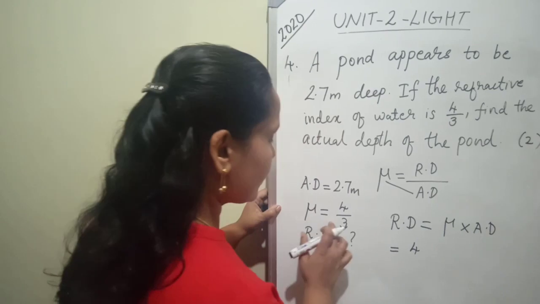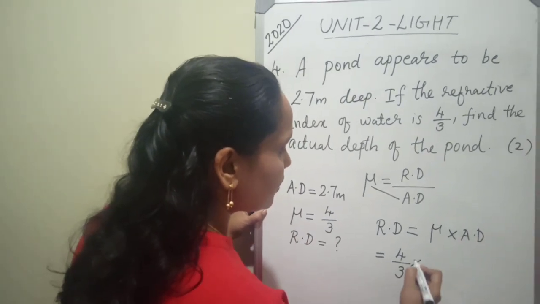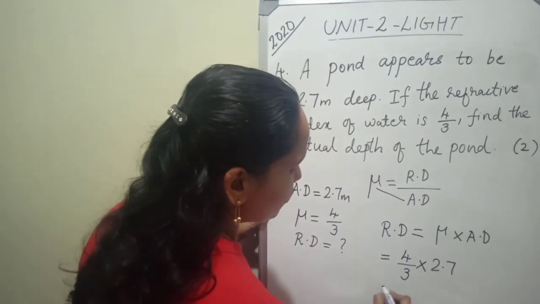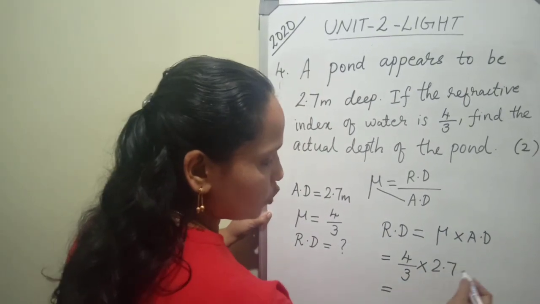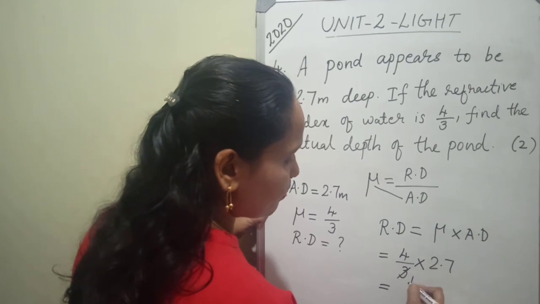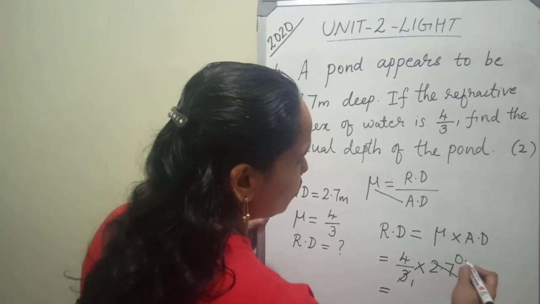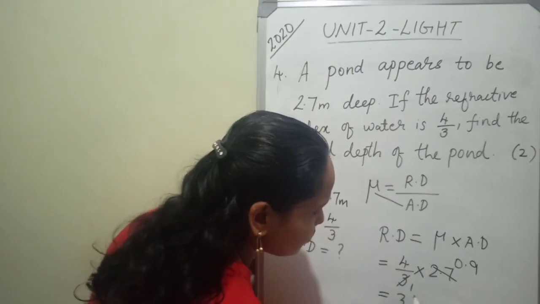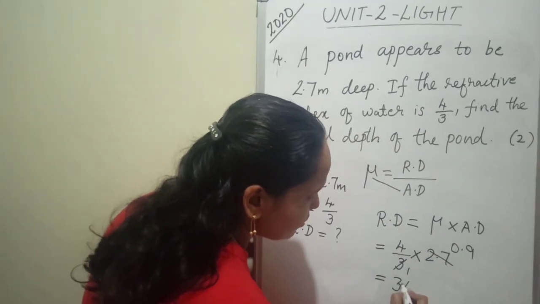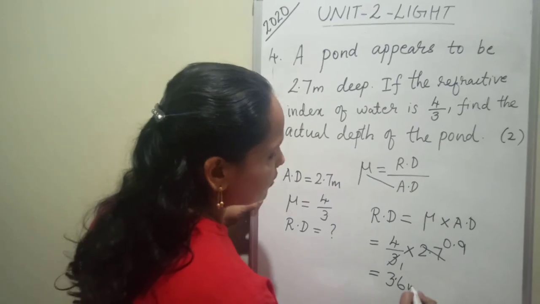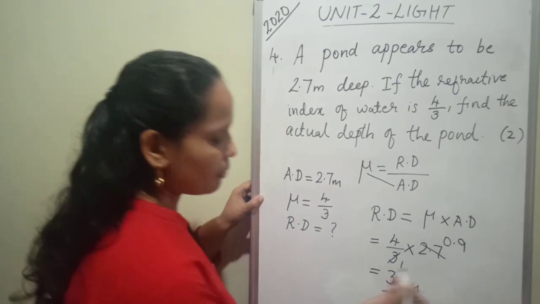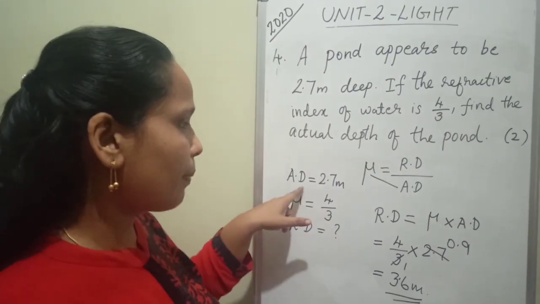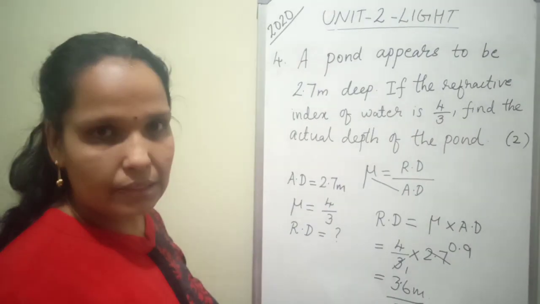Refractive index is given as 4 by 3 into apparent depth is 2.7. So we can cancel 3 and 2.7. 3 ones are 0.9. 4 into 0.9, 4 nines are 36, 1 digit decimal, 3.6 meter. This will be the answer. Why did we write meter here? Here apparent depth also is in meter.